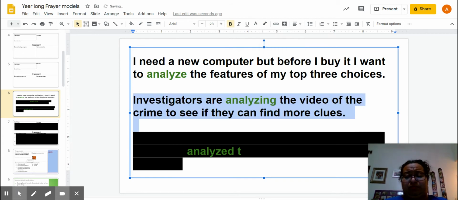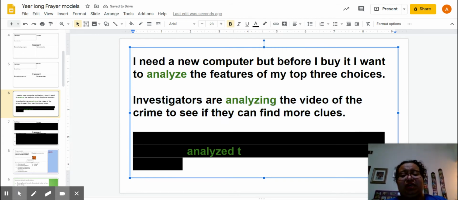Okay, different people who are analyzing. Investigators are analyzing the video of the crime to see if they can find more clues. Investigators are blanking the video of the crime to see if they could find more clues. Okay, what could they be doing to the video? They want to find more clues. Are they just watching it? What does analyze mean? Write your guess again.